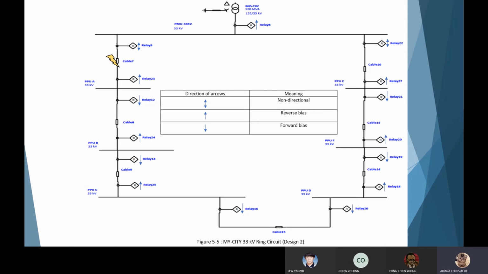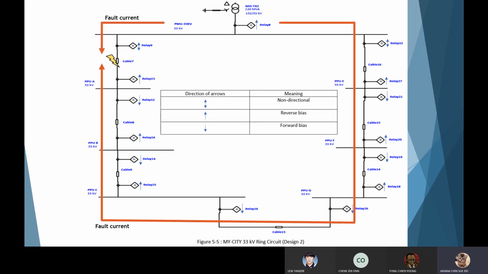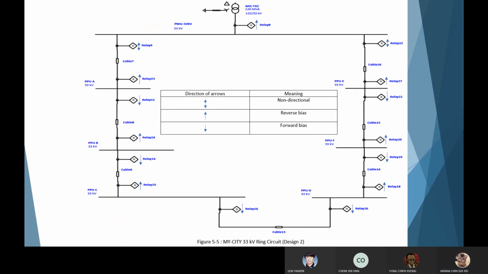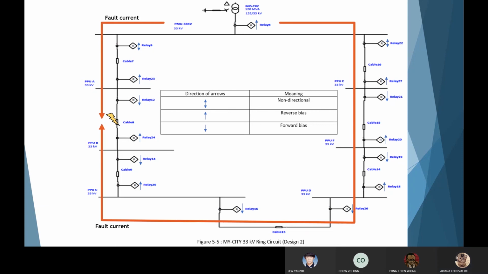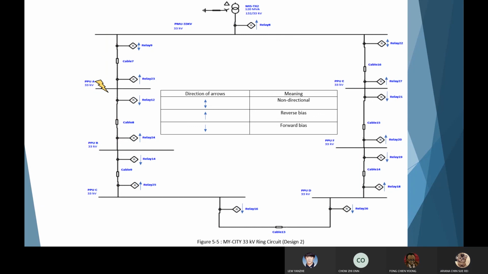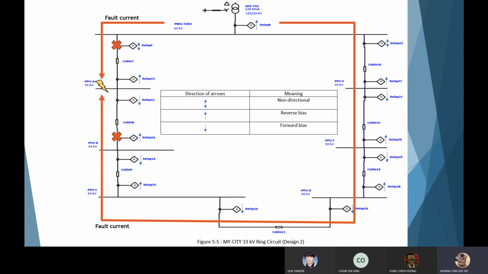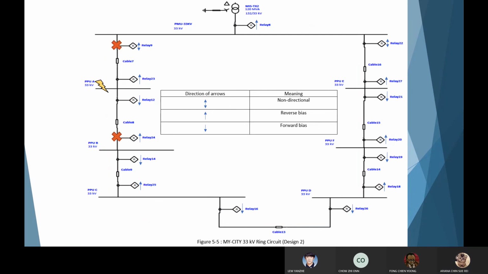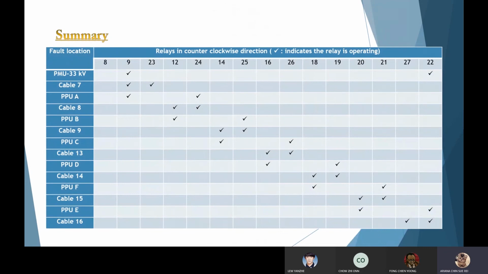So in this case, if a fault occurs on cable 7, the fault current flows in these 2 directions, and relay 9 and 23 will operate to isolate cable 7. Next, if a fault occurs on cable 8, relay 12 and 24 will operate to isolate the fault at cable 8. What about a fault occurring on the bus? In this case, relay 9 and relay 24 will operate to isolate the bus. This table summarizes the actions of every relay with regard to a fault at certain locations.